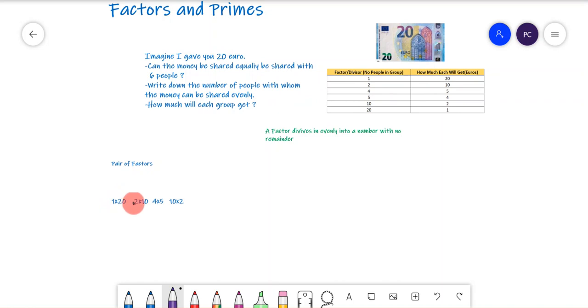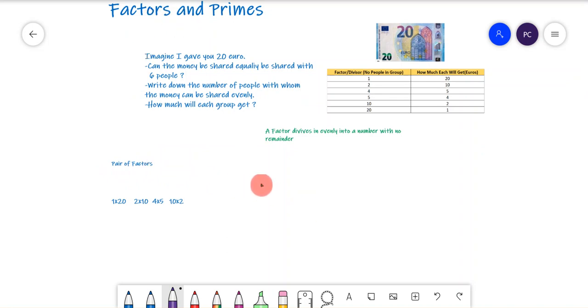So these, and I've listed some of them here, are what are known as pairs of factors. Pairs of factors are two numbers that are both factors of a particular number, and when you multiply them by each other, they give you that particular number. As the example here, 1 and 20 are both factors of the number 20, and when we multiply them by each other, we get the number 20. So that's what's known as a pair of factors, or a factor pair. So these are what are known as factors.